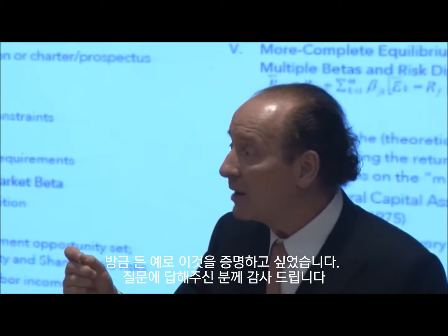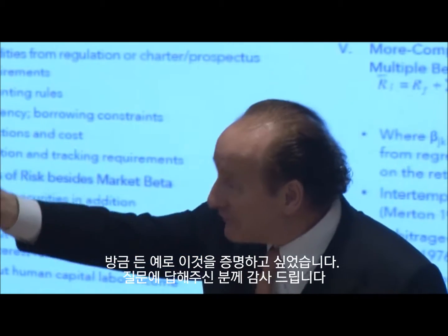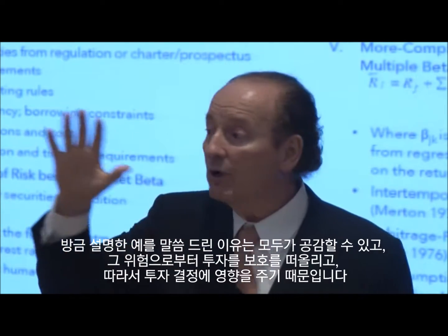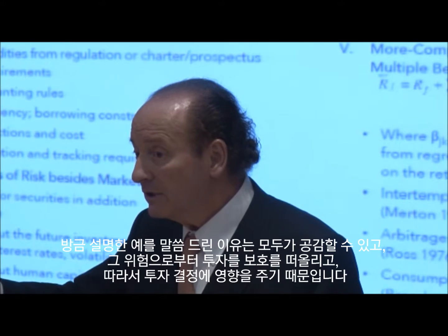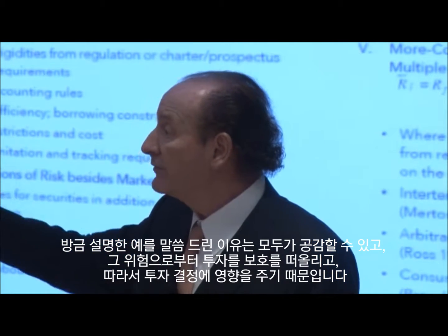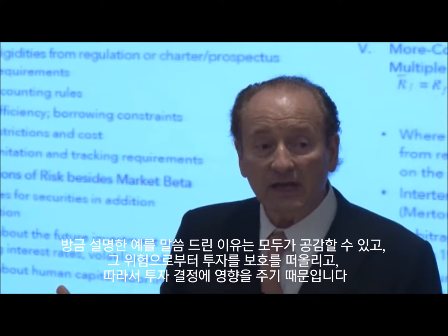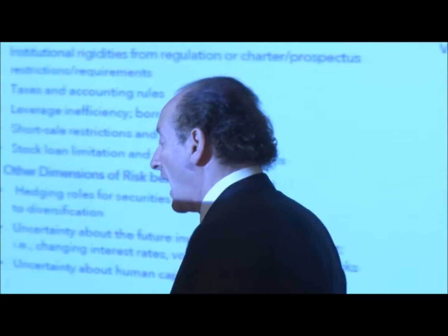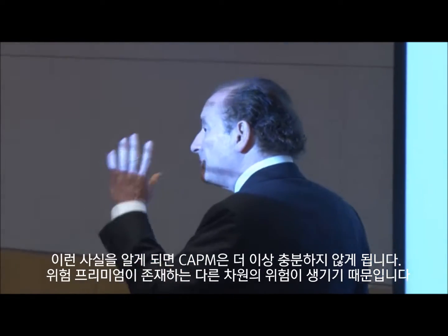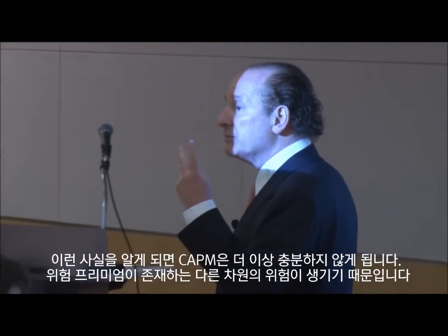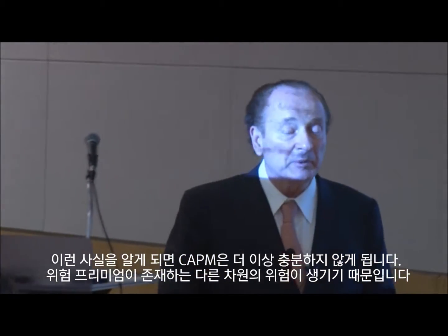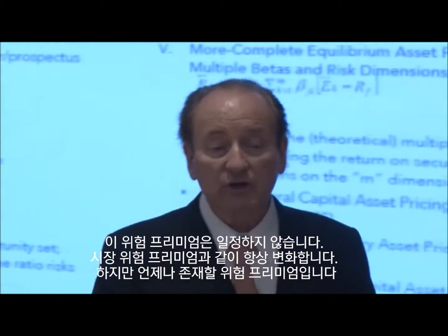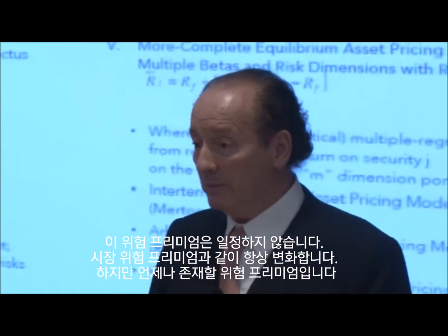I use this example to get the point. Your answer, thank you very much for helping. Okay? I gave that because it's a big example. It's one you can relate to. And you can see why that would lead to wanting to protect against that risk, and therefore it affects your investments. Once you have that, the CAPM is not good enough because you have another dimension of risk that will have a risk premium. Now, the risk premium won't be constant any more than the market risk premium is constant, but there will be a risk premium there.